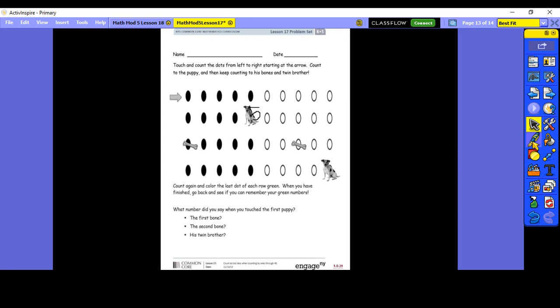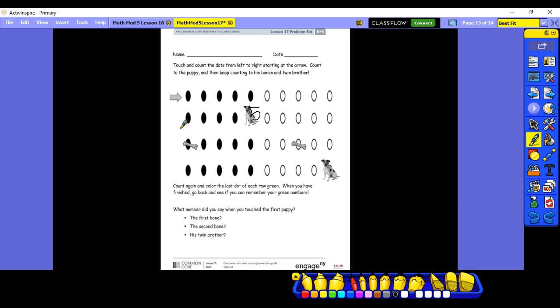What amount did we find his bone on? 21. Good job. What's one more than 21? 22, 23, 24, 25, 26, 27. We found another bone. Where is his bone sitting? 28. Great job. 29. What's one more than 29?